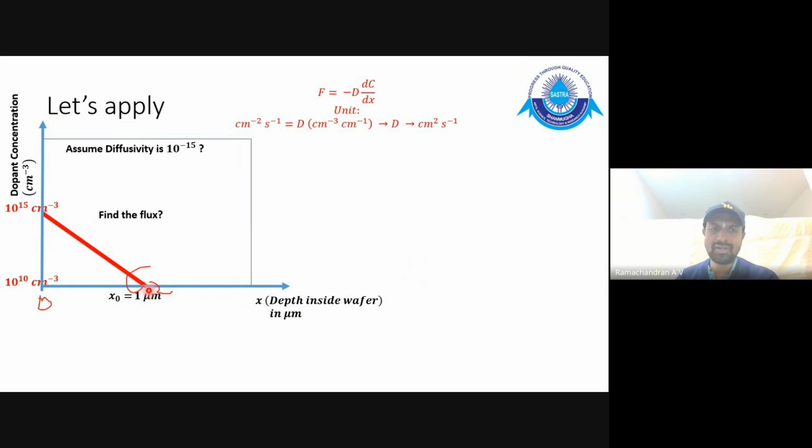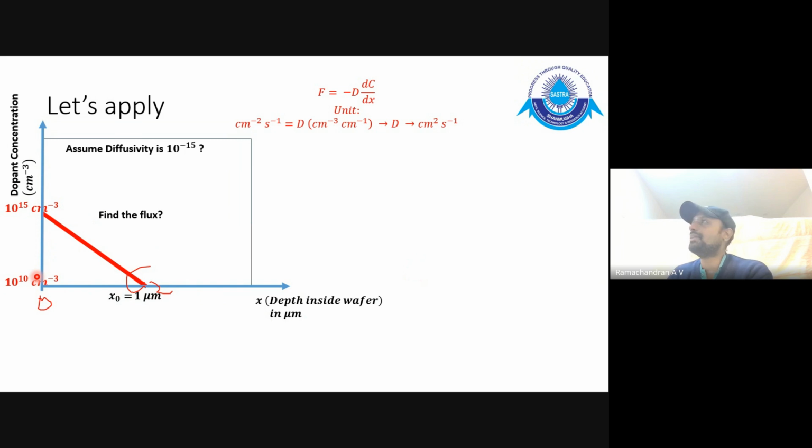Okay, this is C2, right? What is the value of C2? What is the concentration given here for C2? 10 power 10. So C2 is 10 power 10 minus 10 power 15 divided by X2, which is 1 micrometer, minus 0 micrometers. That is dC by dx.